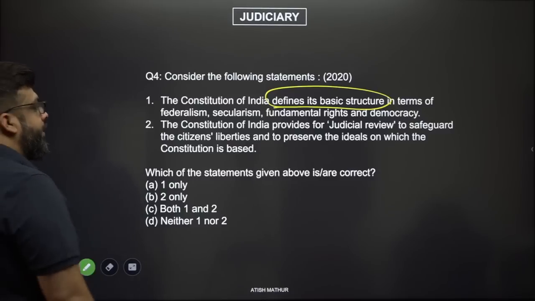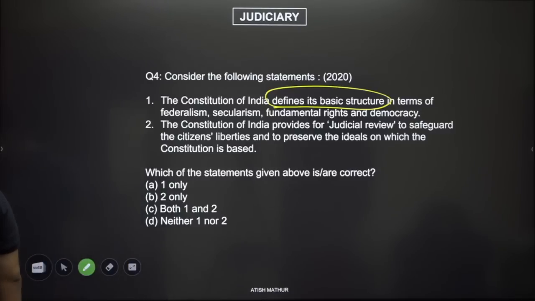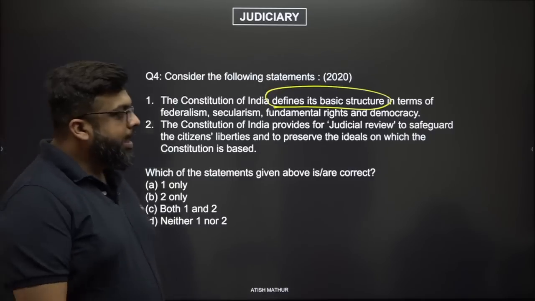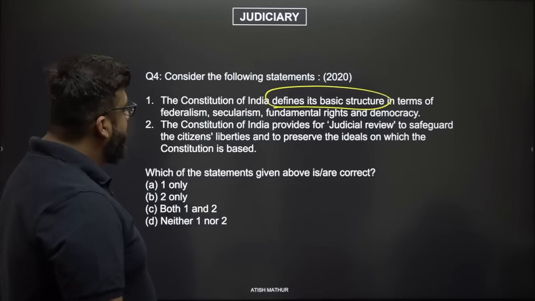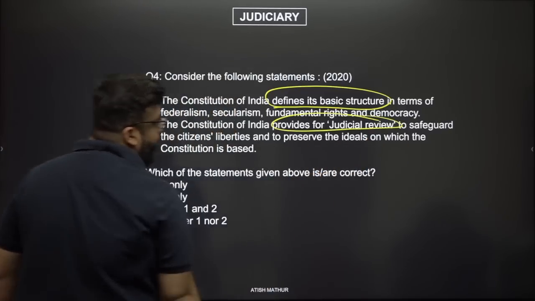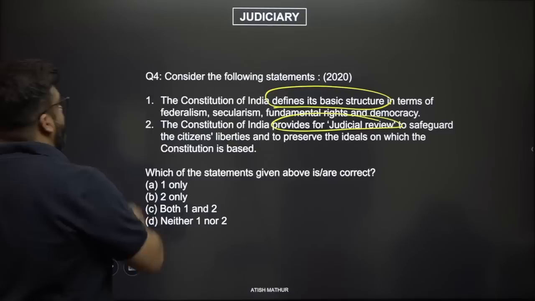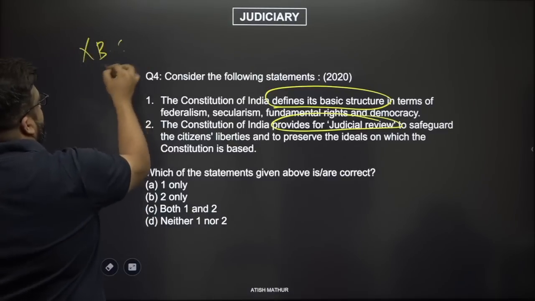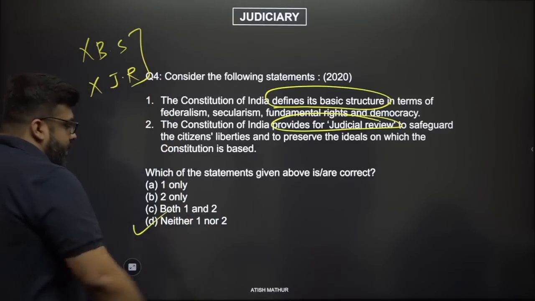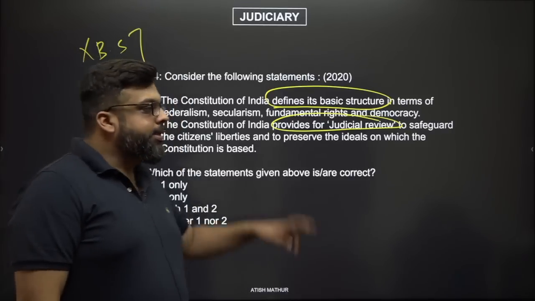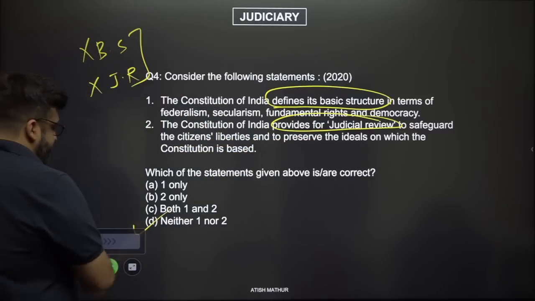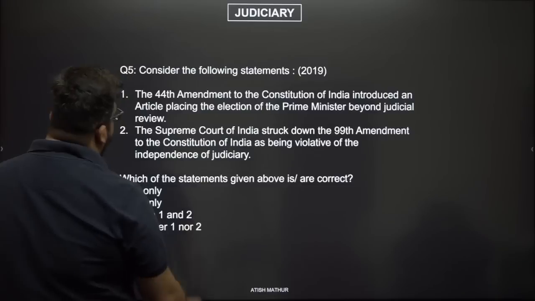The Constitution of India provides for judicial review to safeguard the citizens' liberties and to preserve the ideals on which the Constitution is based. Provides for judicial review. Defines basic structure. Neither basic structure nor judicial review is anywhere defined in the Constitution. The answer is a simple D. The trick was whether it is defined in the Constitution or not. Simple question. This is not a problem.